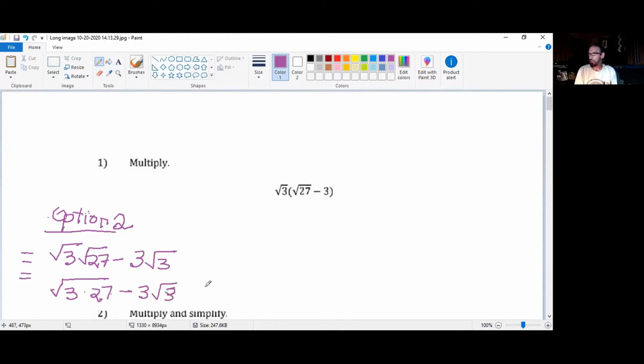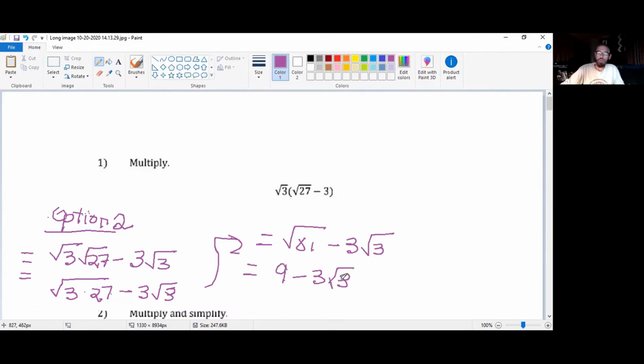And 3 times 27 is 81. Although that's larger, it should still be recognizable as a perfect square. Square root of 81 is 9. If you go back a bit, you should see that's the same answer I had in the end for option 1, but this approach is a little nicer. The distributive property is something we'll need quite a bit of.